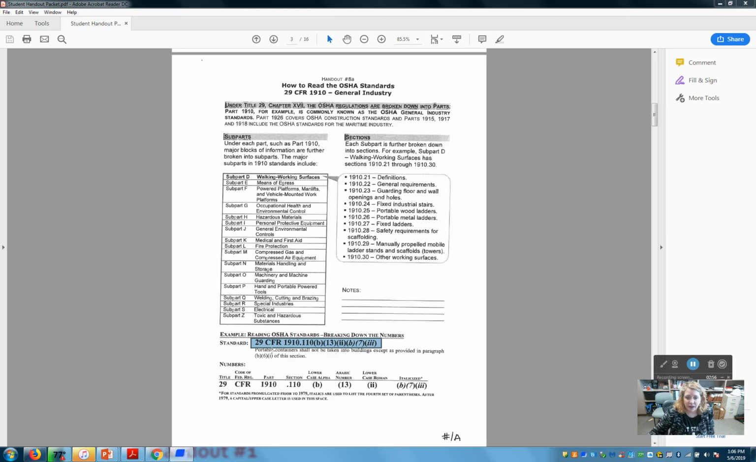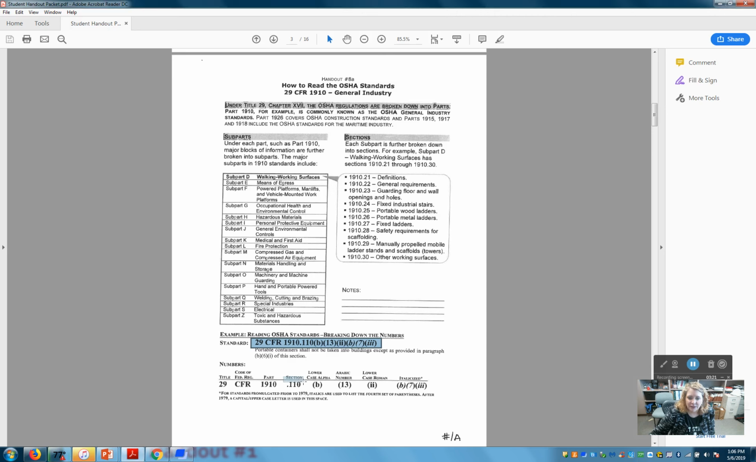Okay, so once again, the CFR is the Code of Federal Regulations that's stated out there. The 1910 is the part number, and so the 1910 is the part number for general industry, and I'll go ahead and show you here in just a minute what construction is. But typically if someone says 1910, we go, oh, that's general industry, or if they say general industry, we go, oh, that's 1910. So that's where that is.